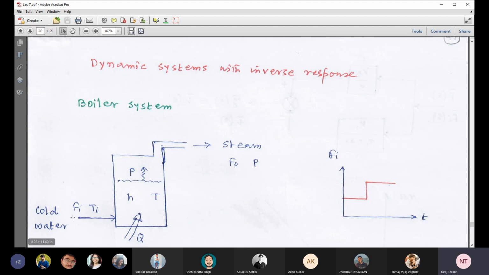I repeat, you see, cold water is fed to a boiler. This is the level of the cold water. Then we are introducing heat, and that amount we have expressed by capital Q. Then naturally the water evaporates. In fact, a fraction of the water is converted to steam. And then that steam is taken out at the top as the product of this boiler.